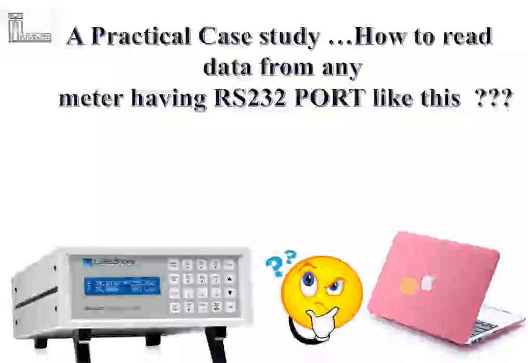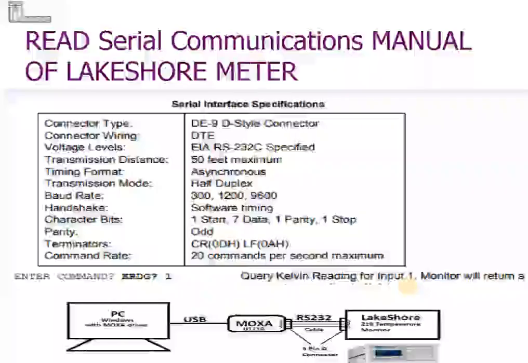Now, the first thing you do whenever you buy an instrument like Lakeshore or any other device is look at the serial interface specification. First it will say whether it's a DTE or DCE, so you can make the cable accordingly, null modem or straight cable. In our case it is a DTE, so we need a null modem cable because the computer is also a DTE. Now this supports speeds up to 9600 only.